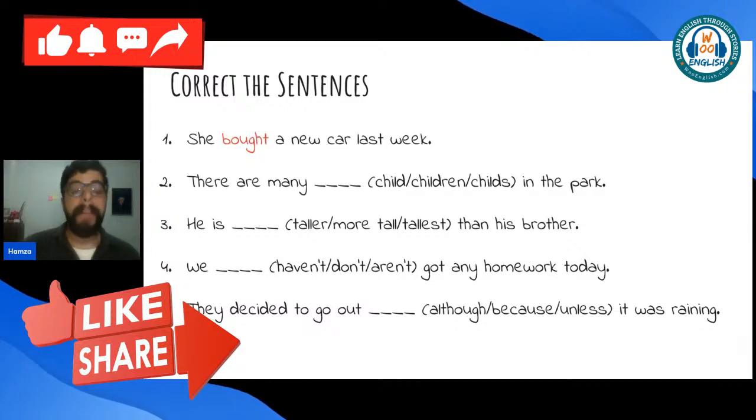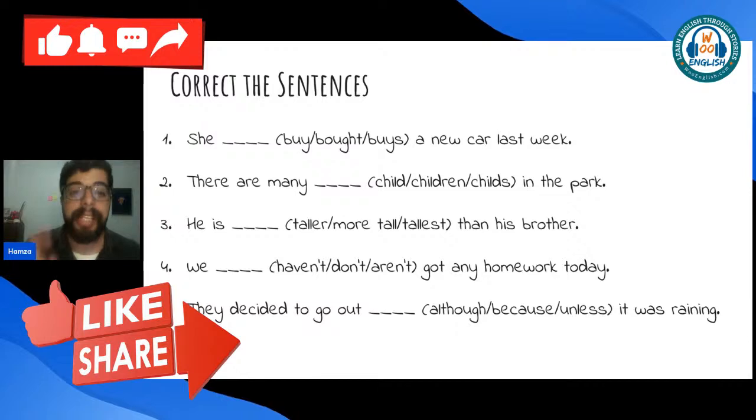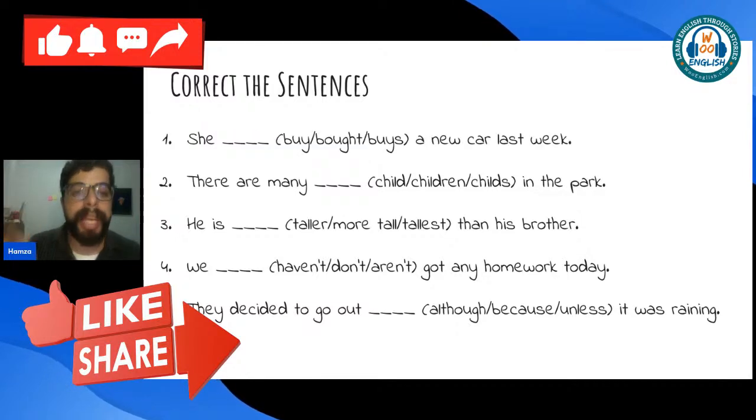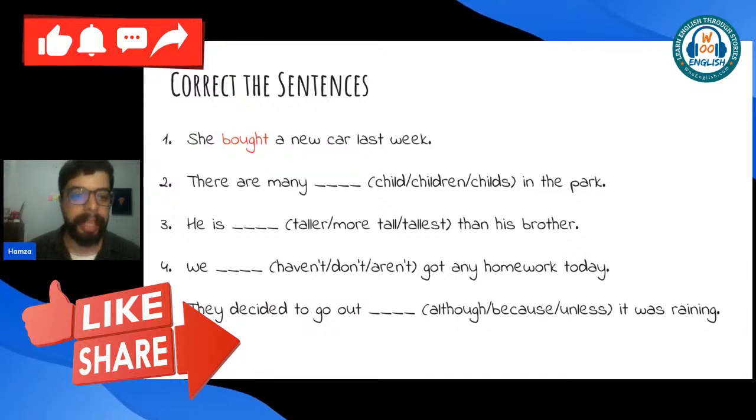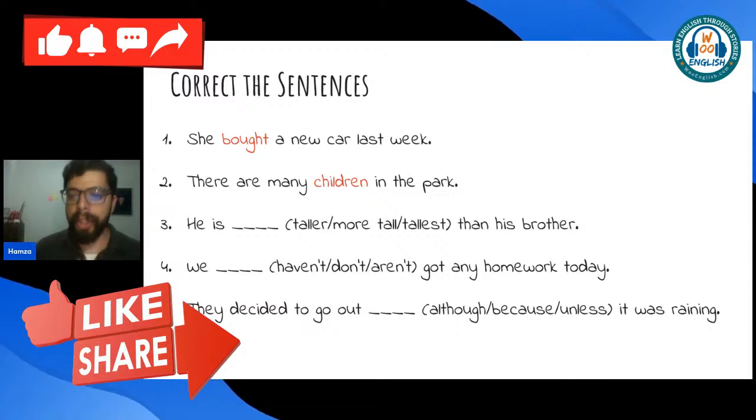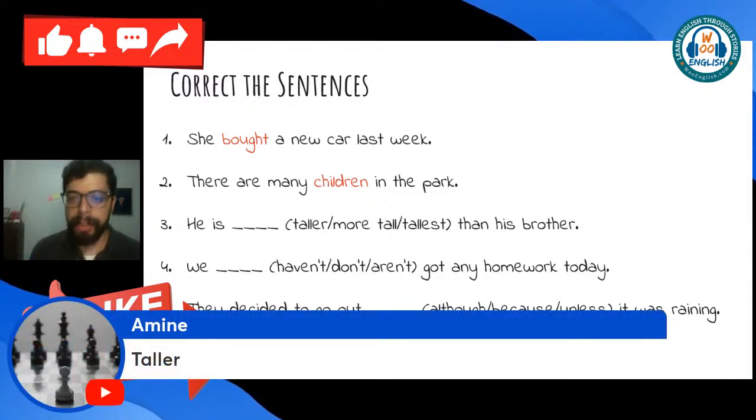But because the time that we have is last week, if it was every week, then it will be buys. Number 2, of course, children is the plural of child. Amin says taller. Where is your answer, Amin? Taller.